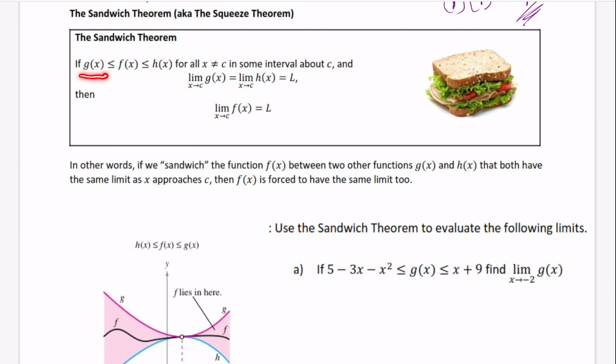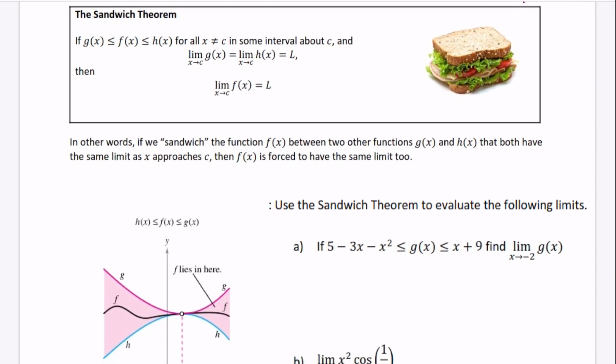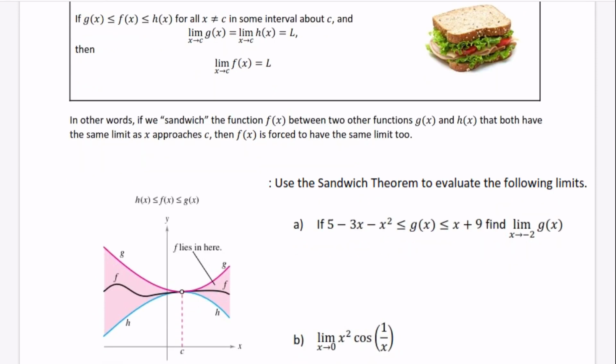So in this case, if g of x is our bottom bread function, and h of x is our top bread function, and f of x is our cheese, bacon, and chicken function, then for all x which is not equal to c in some interval around c, if we know the bottom bread function g of x and the top bread function h of x have the same limit L, then we can clearly say that our chicken, bacon, and cheese function f will have the same limit L. So in other words, if f of x is sandwiched between two other functions, g of x and h of x, that both have the same limit as x approaches c, then f of x is forced to have the same limit as well.